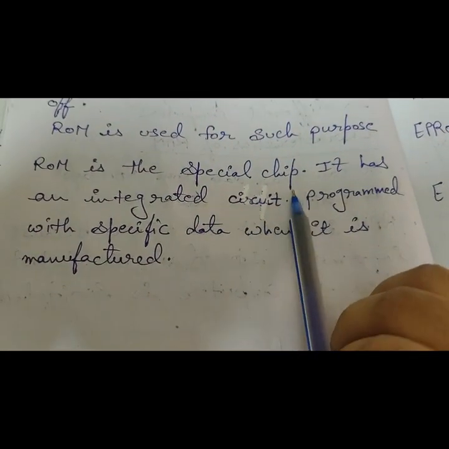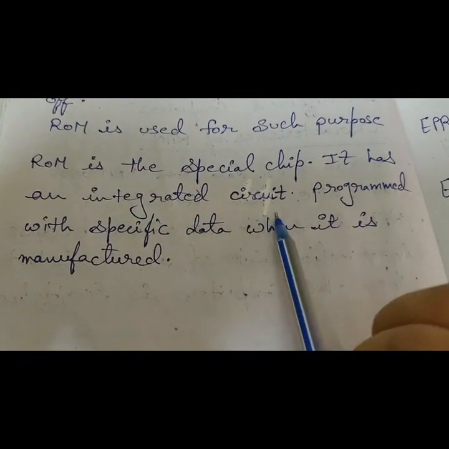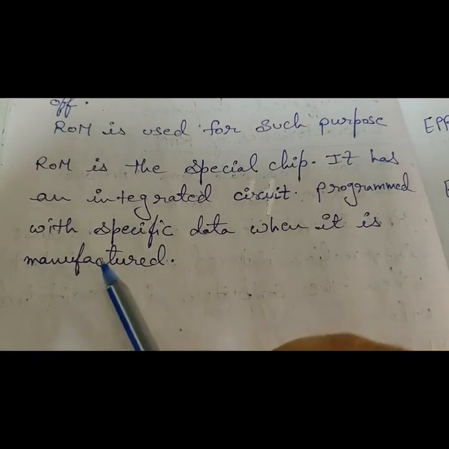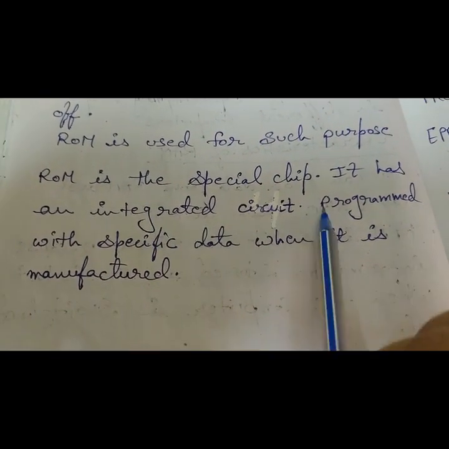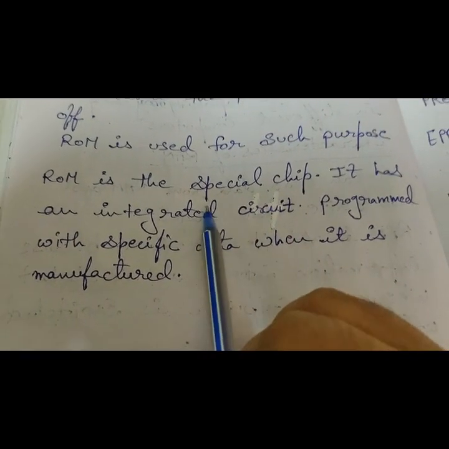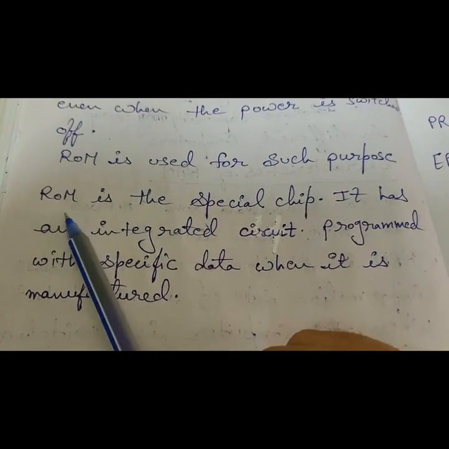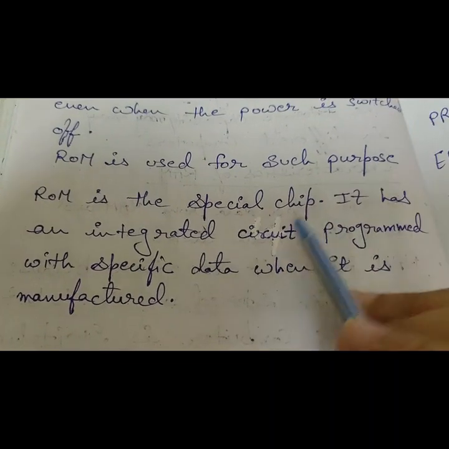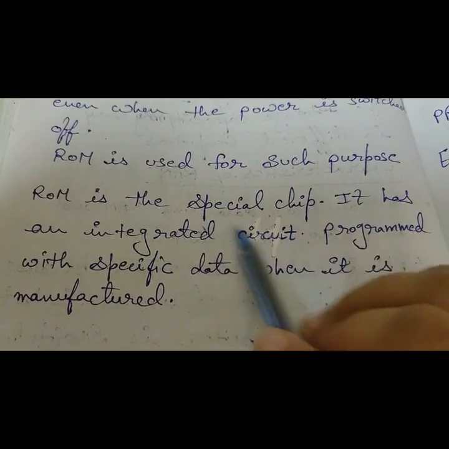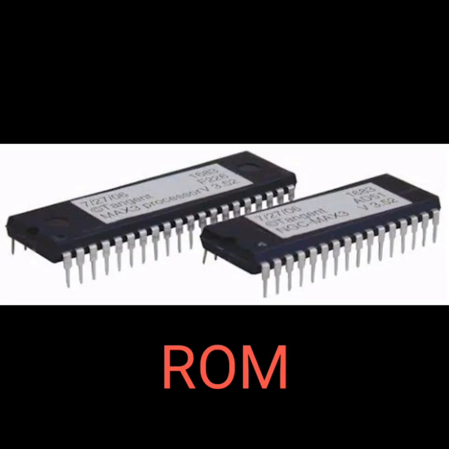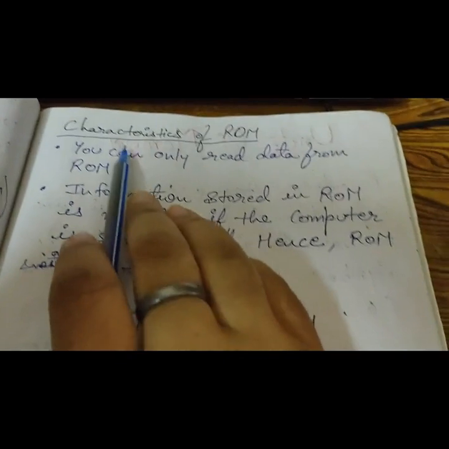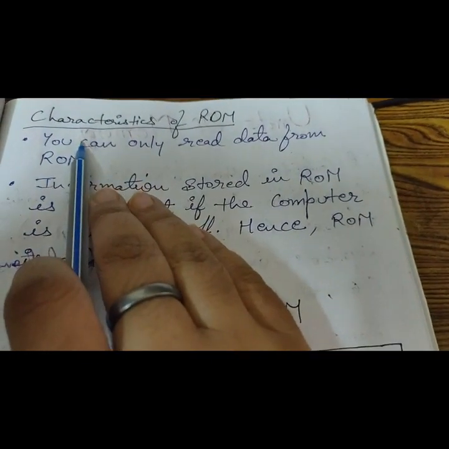ROM is a special chip. It has an integrated circuit programmed with specific data when it is manufactured. The integrated circuit is used in ROM, and it is a very small chip-like structure. Hope you all understand with the image.